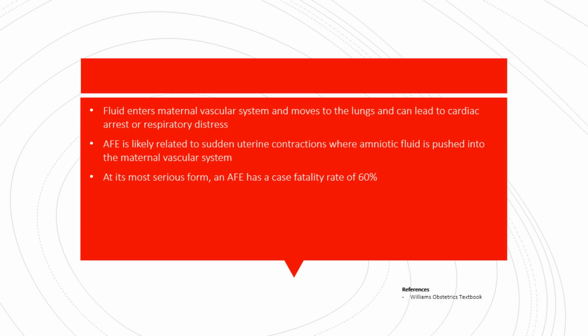Amniotic fluid embolus is a very rare but serious complication that can occur at C-section. It is when amniotic fluid is pushed into the maternal vascular system, likely due to uterine contractions. This fluid embolus can then travel to the heart and lungs, leading to respiratory distress and possible cardiac arrest. In the full-blown form, an amniotic fluid embolus has a case fatality rate reaching 60%.